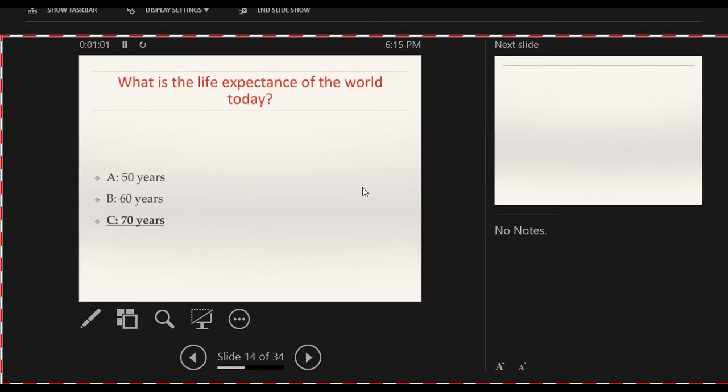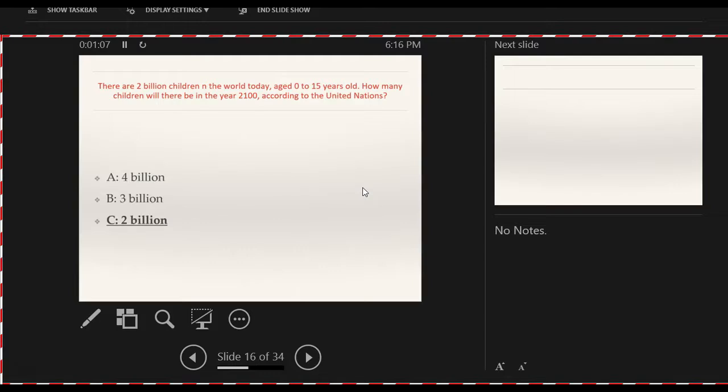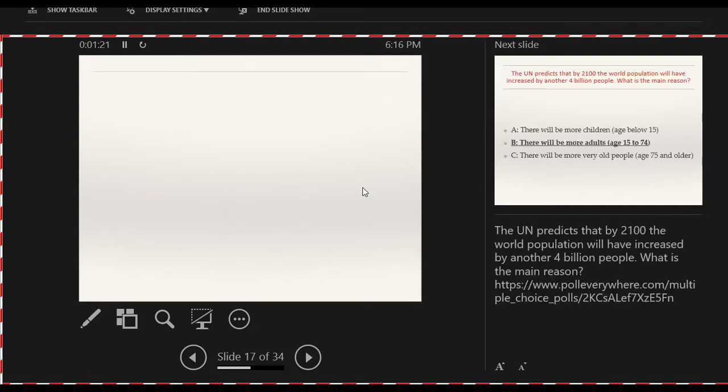What is the life expectancy of the world today? 70 years. That's the average in the world. There are 2 billion children in the world today, aged 0 to 15. And how many children will there be in the year 2100, according to the United Nations? It's not 4 billion, not 3 billion, but 2 billion children. So they expect it to remain about the same.